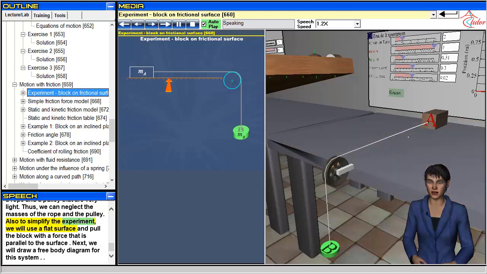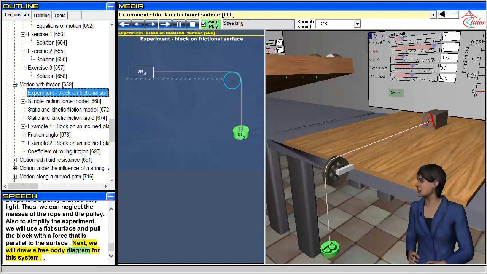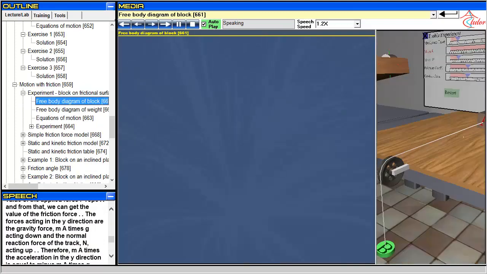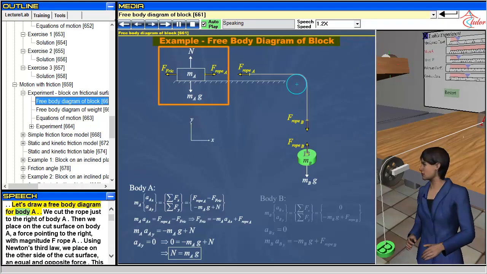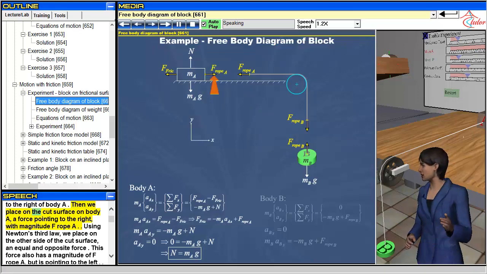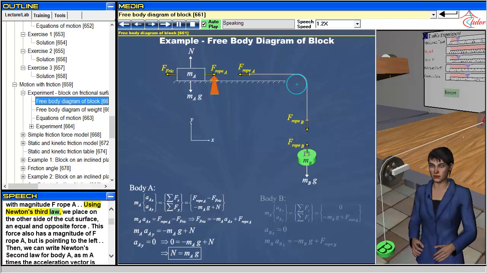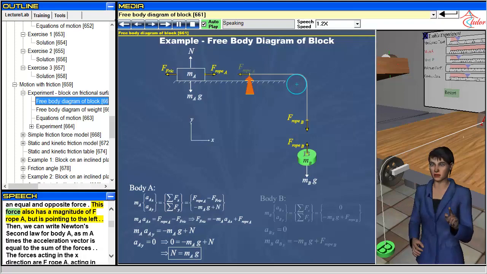Also, to simplify the experiment, we will use a flat surface and pull the block with a force that is parallel to the surface. Next, we will draw a free body diagram for this system. Let's draw a free body diagram for body A. We cut the rope just to the right of body A. Then we place on the cut surface on body A a force pointing to the right, with magnitude F rope A. Using Newton's third law, we place on the other side of the cut surface an equal and opposite force. This force also has a magnitude of F rope A, but is pointing to the left.